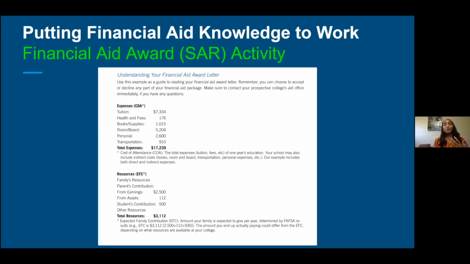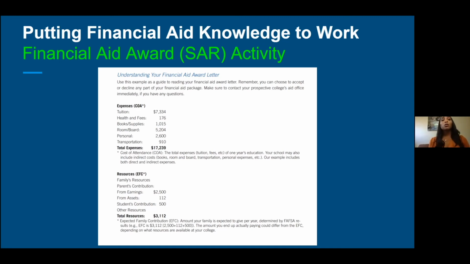All right, so let's dive into a fun financial aid award activity so that we can break down how to review yours when you receive it from your college or university. So in this example, we have our cost of attendance and we have our EFC. So let's break that down. So as you can see in this example, this person's cost of attendance, meaning how much is it going to cost to go to college?